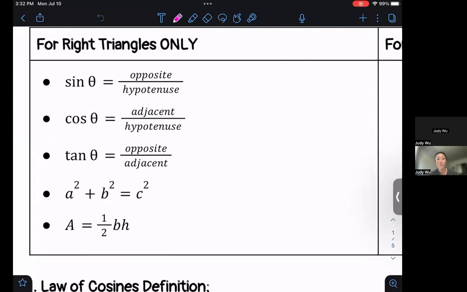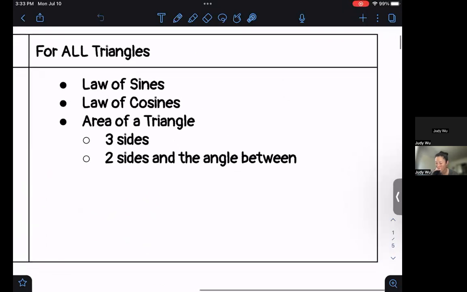We've already talked about this in 8.1, but we know a lot of things about right triangles. We know that sine is the opposite over hypotenuse, cosine is adjacent over hypotenuse, and tangent is opposite over adjacent. We also know our fabulous Pythagorean theorem, and we know how to find the area of a triangle, but only if it's a right triangle. So what these two sections, 8.1 and 8.2, are all about is taking a look at things that are for all triangles. We're in a much more inclusive space now.